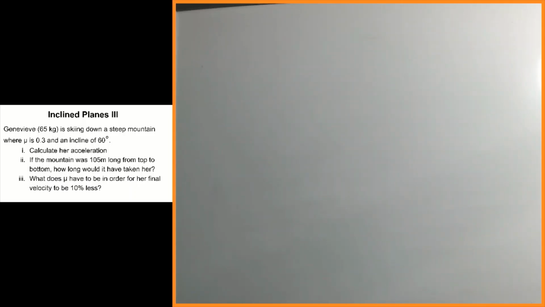Hi everyone! So today we're going to be going over another inclined plane question. This one's going to involve some friction and some kinematics as well.